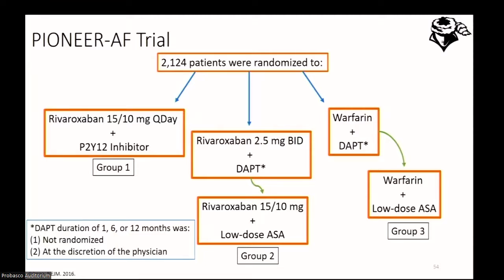Patients in group 2 were assigned to receive rivaroxaban at a dose of 2.5 milligrams twice a day, plus dual antiplatelet therapy with low-dose aspirin and a P2Y12 inhibitor for the prescribed duration of 1, 6, or 12 months.